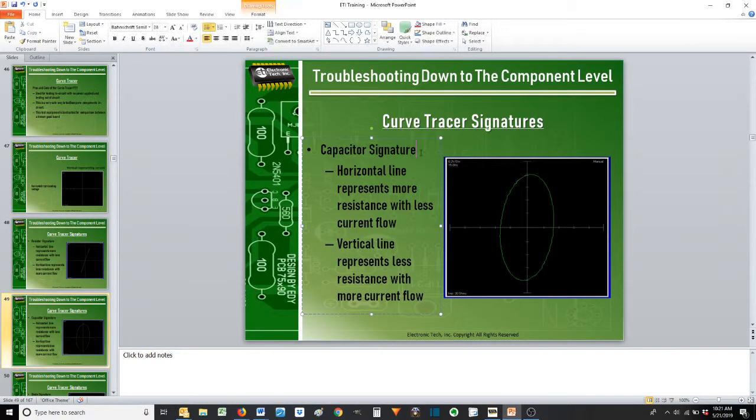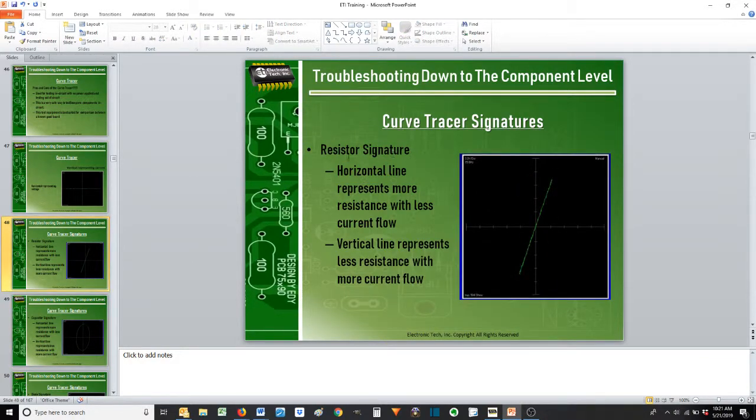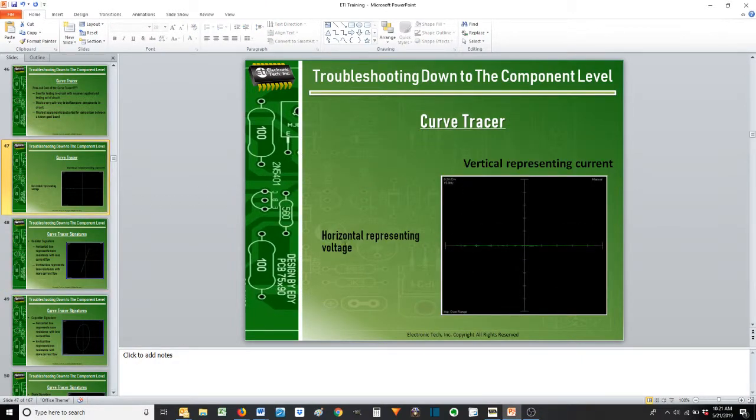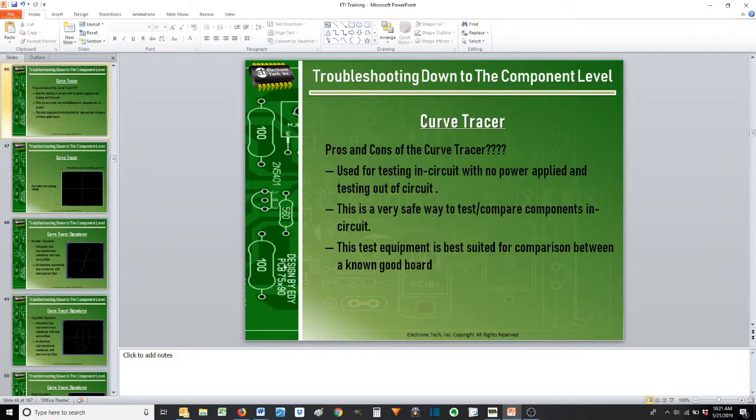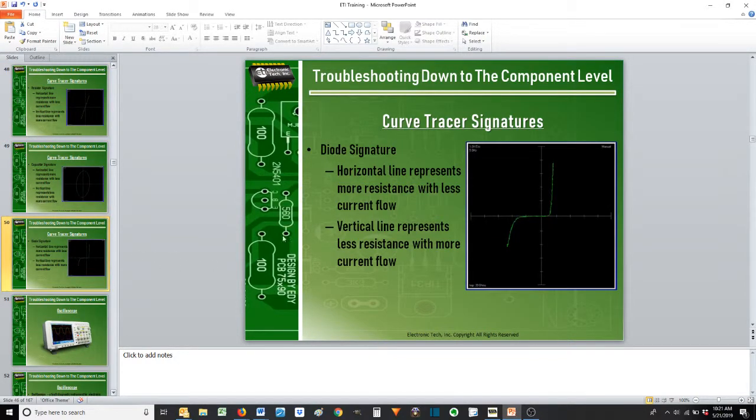Like, this is a capacitor signature, this is a resistor signature, and then here is basically just talking about what the horizontal means. And then here you see a diode signature. So we'll talk about all that and basically how to use it.